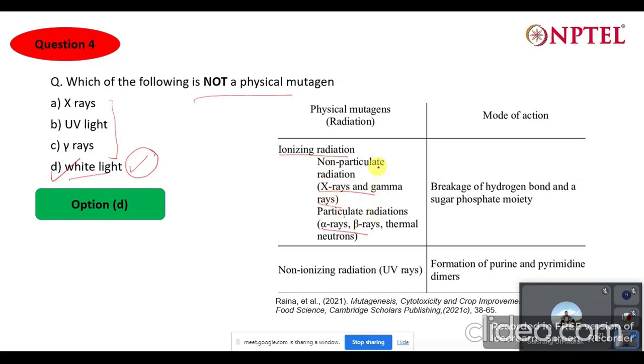And they work by breaking the hydrogen bonds within the DNA molecule. And then come the non-ionizing radiations, that is the UV light. So UV rays actually form dimers between the purine and pyrimidine. So this is how the physical mutagens carry out their functions.